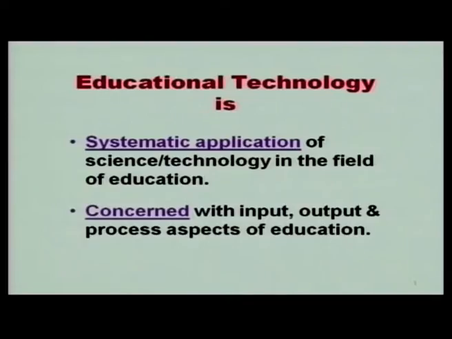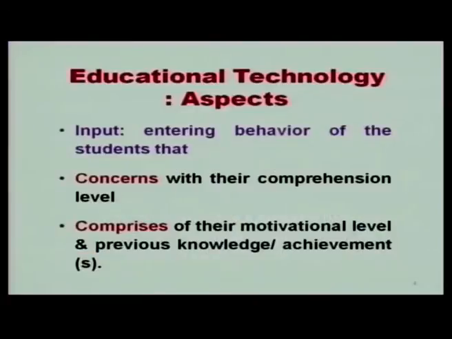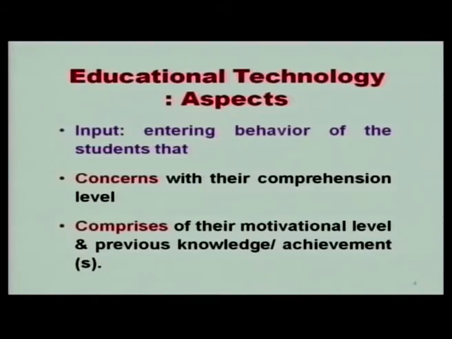It is concerned with the input, output and process aspects of education, and the process is quite sequential. It's not random, it's well organized. The three aspects, input, process and output, are being discussed now. Input means the entering behavior of the student, that is, the previous knowledge of the student. At what level he or she stands, that's the input for our process to work upon. And this is concerned with their comprehension level, that is, their level of understanding with respect to a concept under consideration.